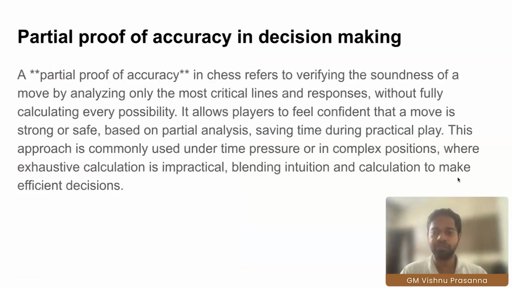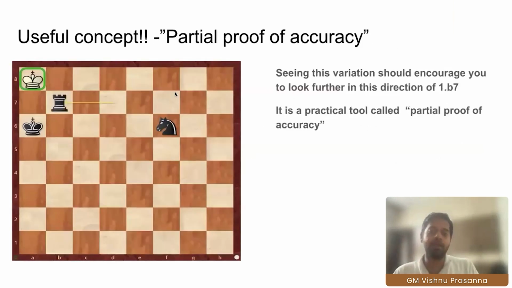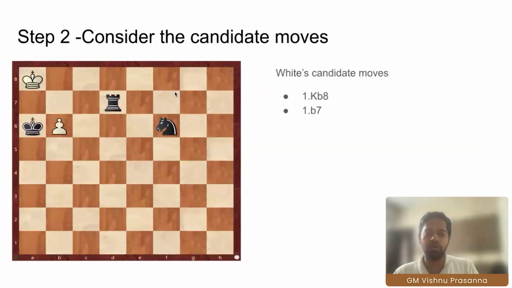Partial proof of accuracy refers to verifying the soundness of a move by analyzing only the critical lines and responses without calculating every possibility. I would even say calculating and analyzing only the direct moves. It allows players to feel confident that a move is strong or safe based on partial analysis, saving time during practical play. This approach is commonly used under time pressure. Partially calculating variations to make a decision. So b7, rook into b7 achieves my goal.